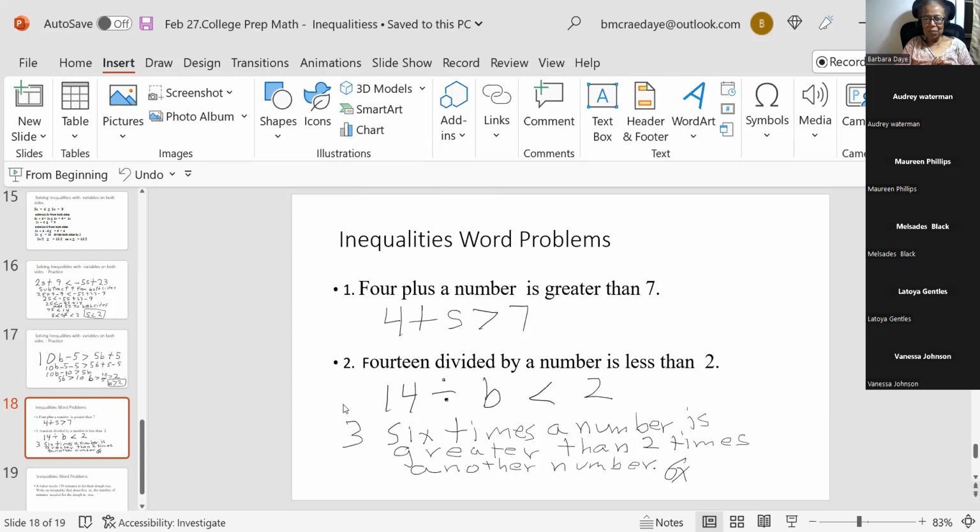Anybody else want to tell me? Maureen, you want to tell me? 6x is greater. Okay. That's 6 times a number, greater. What goes next, Maureen? 2x, another number. You can't use x. 2 what? Any letter but x. 2c. There we go. Very good, Maureen. 6 times a number, that's the 6 times x. Here's the greater than symbol. 2 times another number. So I can't use the x, so I chose c. You got it?